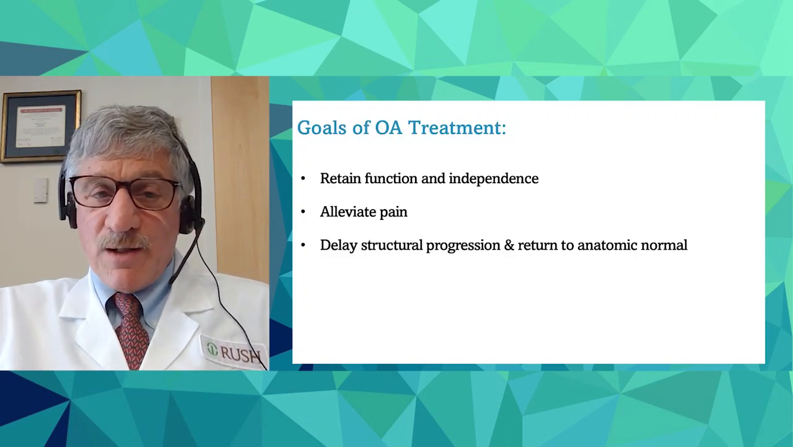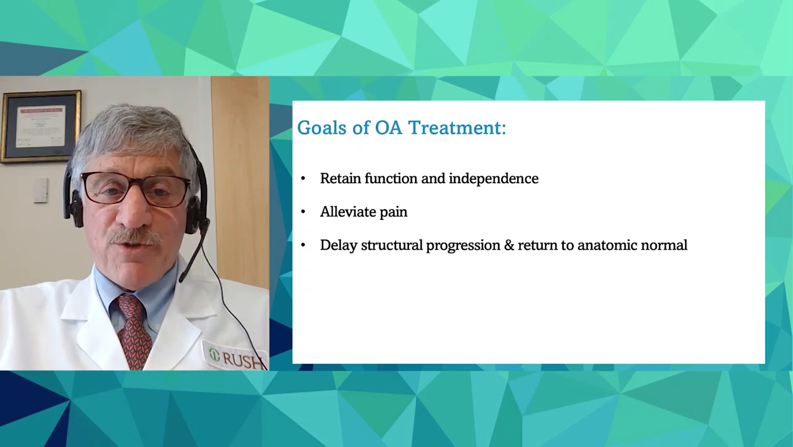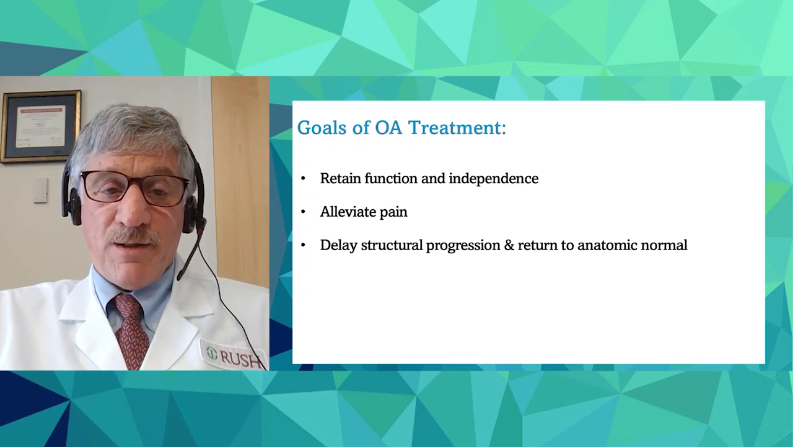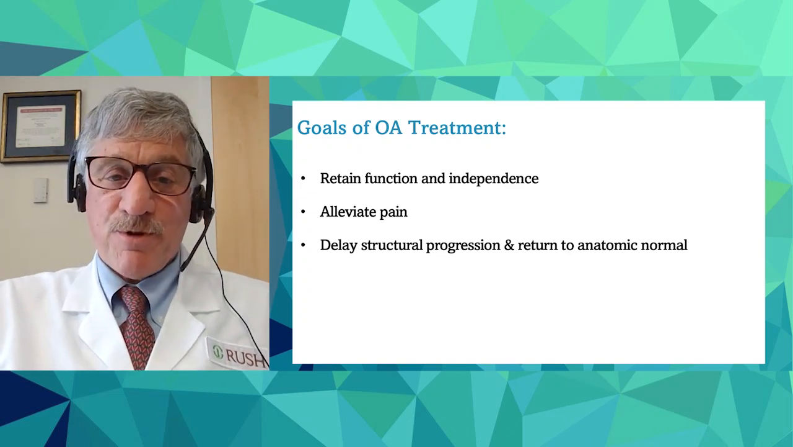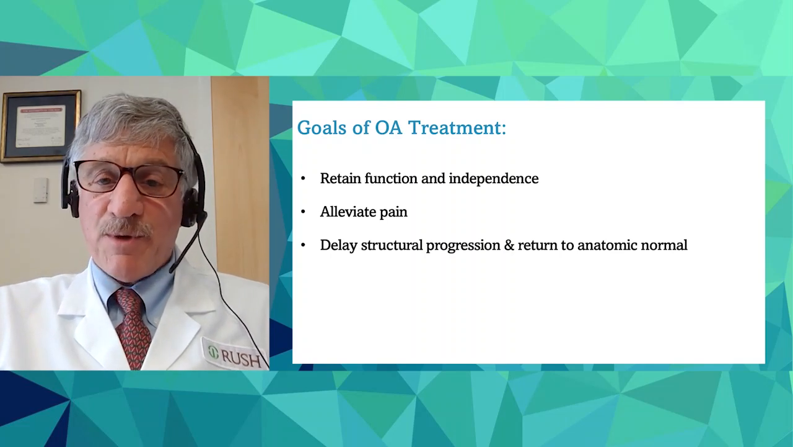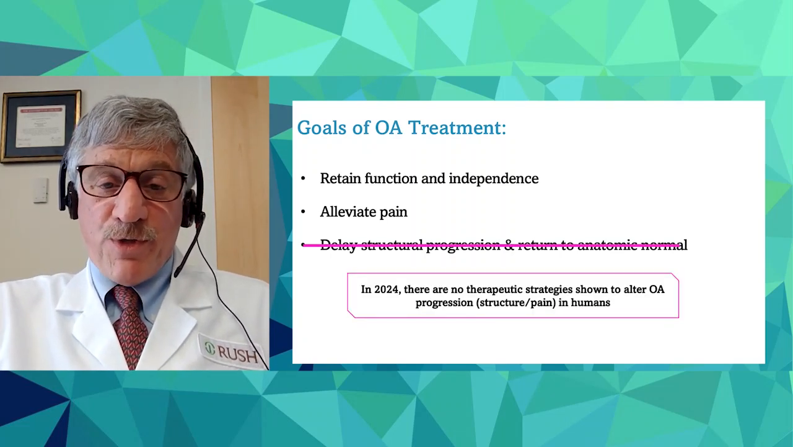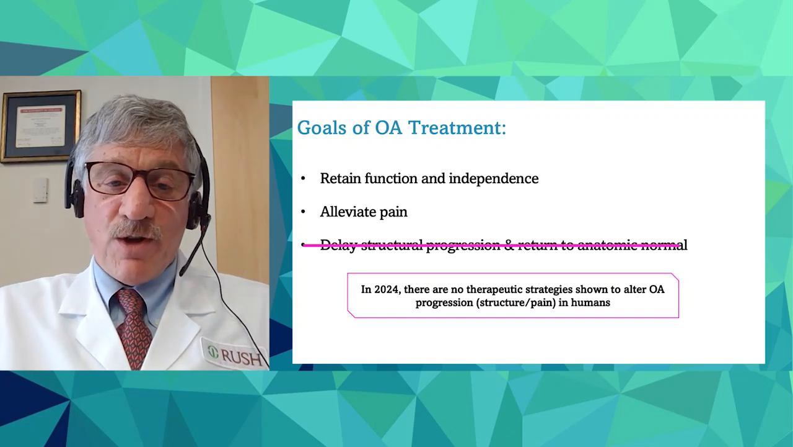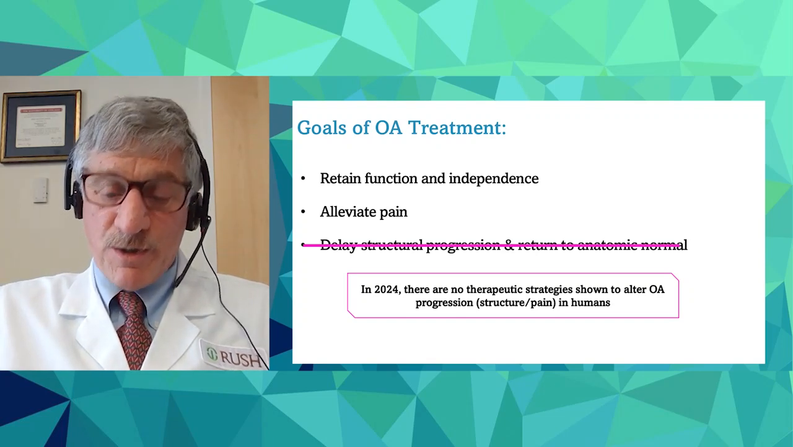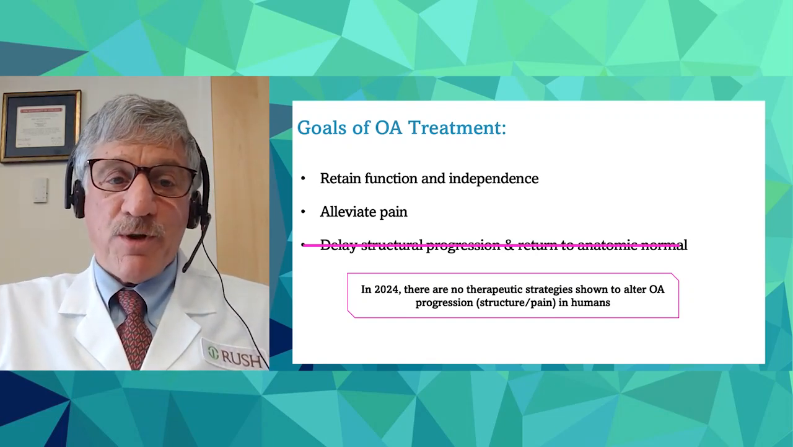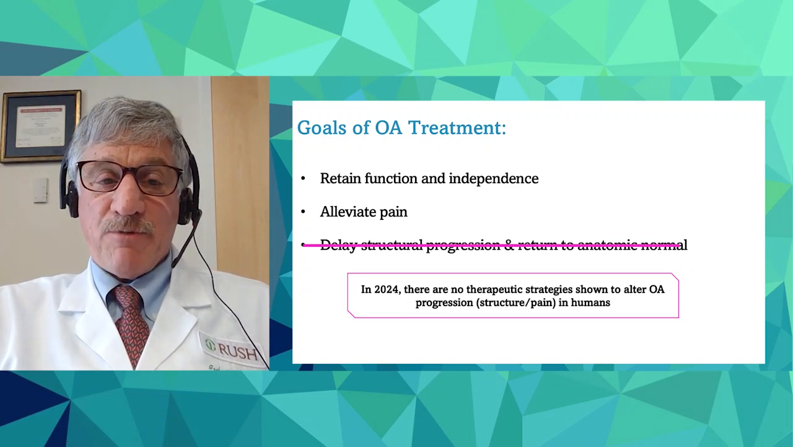Having said that, what are the goals of OA treatment today? Well, as with all arthritides, we try to retain function and independence in the community, alleviate pain, and delay structural progression and return to anatomic normal. Unfortunately, in 2024, there are absolutely no therapeutic strategies that have been shown to alter OA progression in humans, and therefore our therapeutic goals are to alleviate pain and retain function.